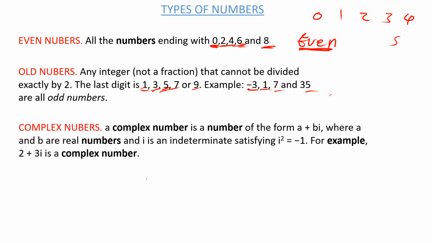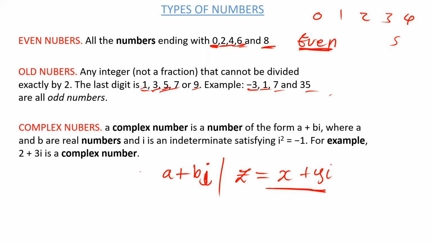A complex number is any number that is in the form a plus bi. In some books they use j, in other books they use i. Sometimes it may not be defined by a and b. Sometimes they can use z, or sometimes they can use x and y. Any number that is in the form of this is called a complex number.